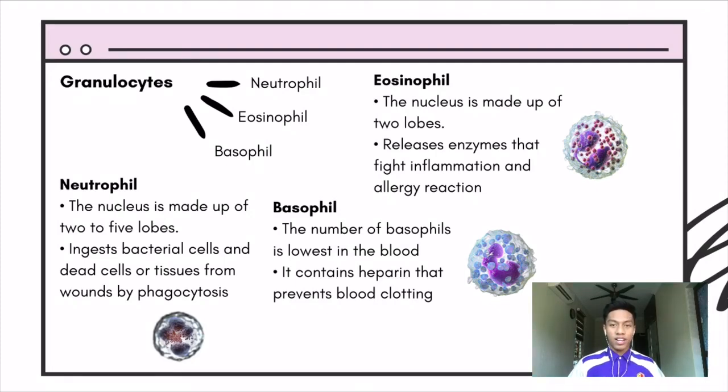Firstly, we go to neutrophil. The function of neutrophil: ingest bacterial cell, and that cell or tissue form wound by phagocytosis. Eosinophil release enzyme that fight inflammation and allergic reaction. And lastly, basophil. The number of basophil is the lowest in the blood. It contains heparin that prevent blood clotting.